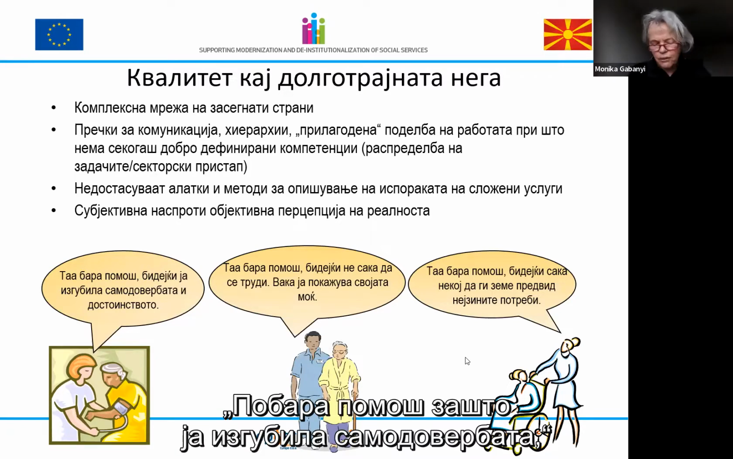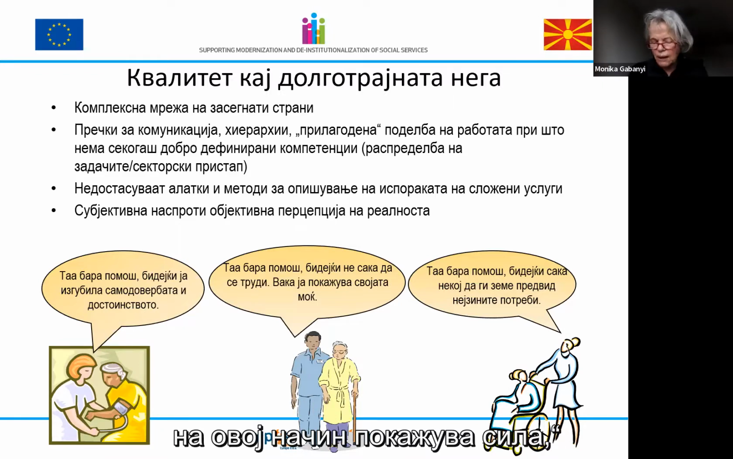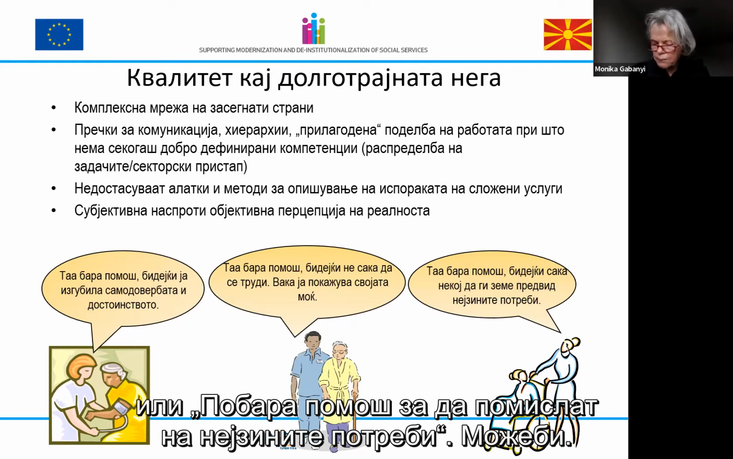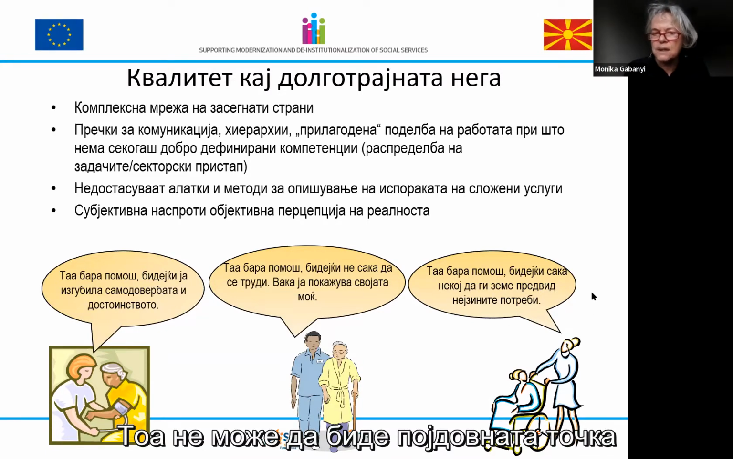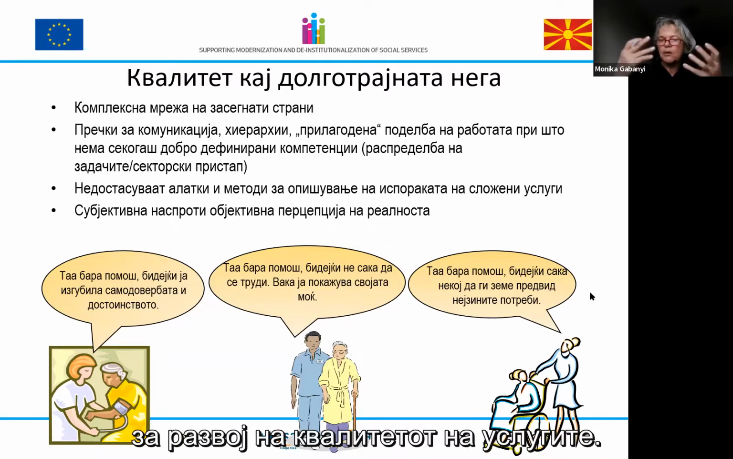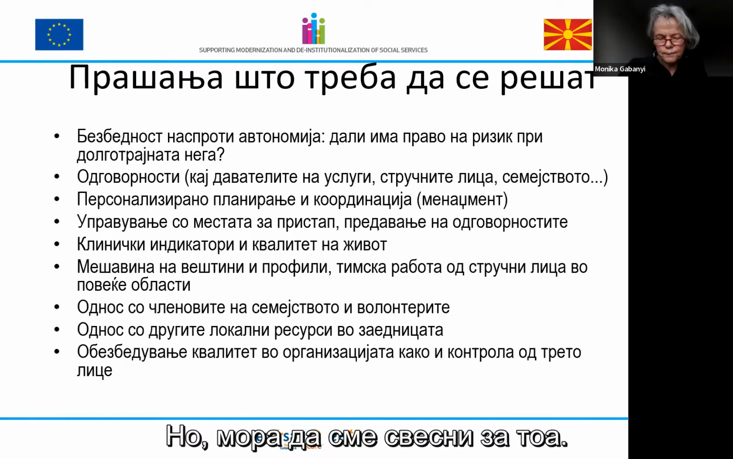Oh, she asked for help because she lost her self-confidence. Oh, she asked for help because she does not want to make any effort. This is how she shows her power. Or she asks for help because she wants somebody to consider her needs. It might be, yes. But this cannot be the starting point of developing quality of services. But we have to be aware of that.